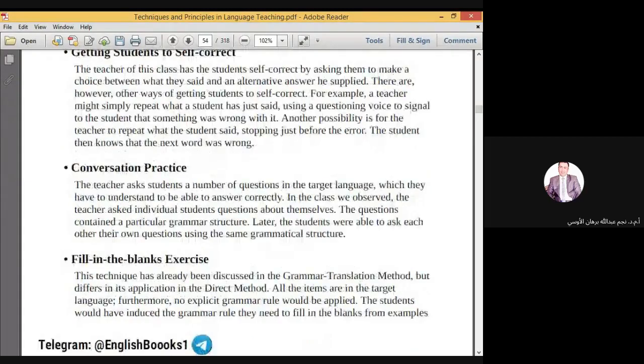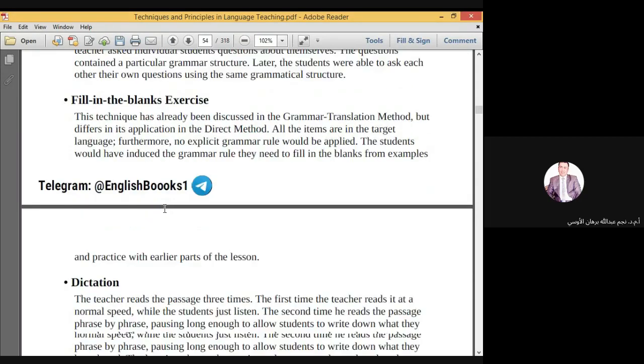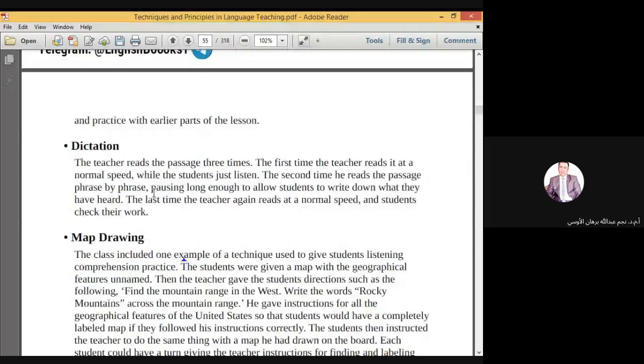The conversation practice. What is the meaning of this? The teacher asks the students a number of questions in the target language, which they have to understand to be able to answer correctly. Fill in the blanks exercise. What is the meaning? This technique has already been discussed in the grammar translation method, being different in its application in the direct method. All the items are in the target language, not in another language or the native language.